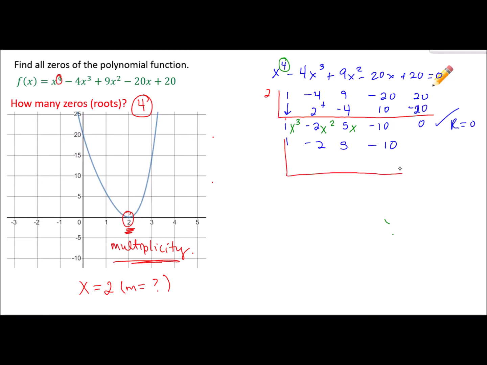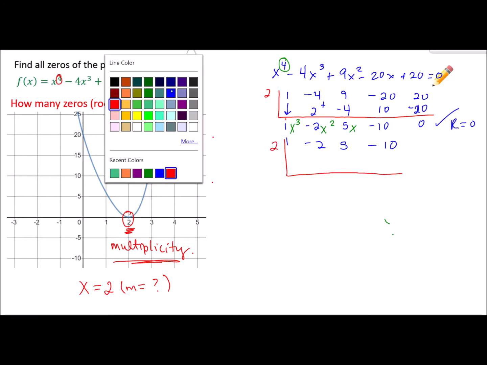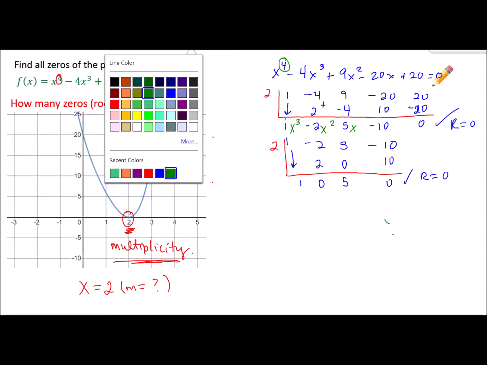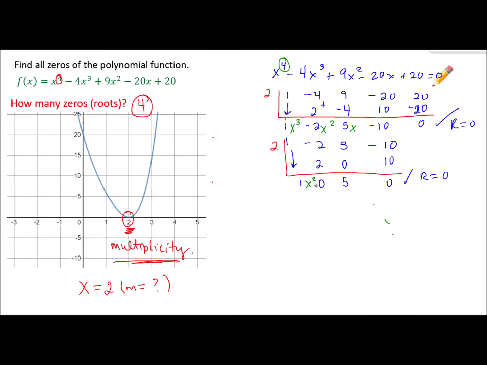You just have to keep dividing for the reduced pieces. You don't have to start at the beginning to test it again. So bring it down. 0, 10, 0, r equals 0. Okay, now, because I was at x cubed, now I am at x squared, plus 0x, and my constant. Now that it's a quadratic, I can turn it into a regular old equation. I don't need the 0x there.